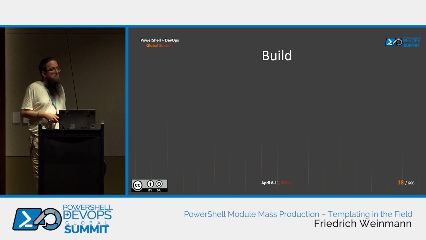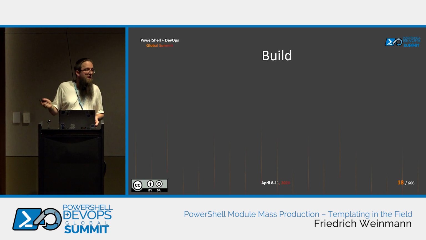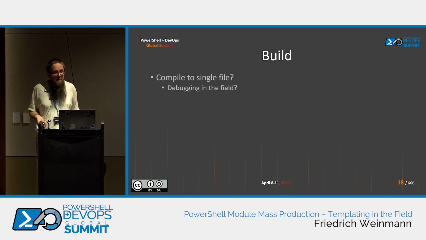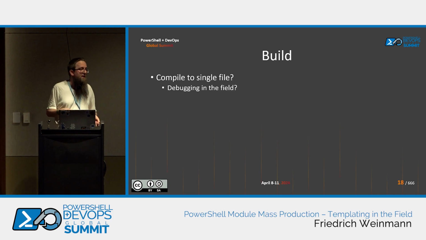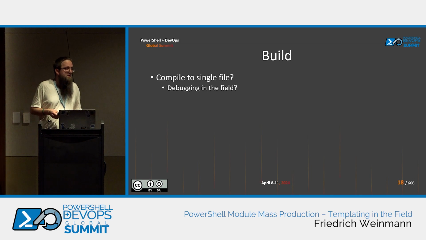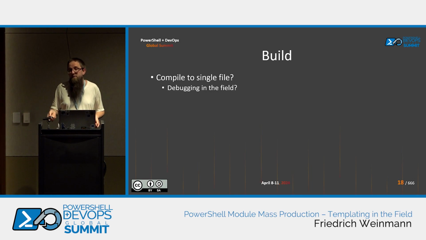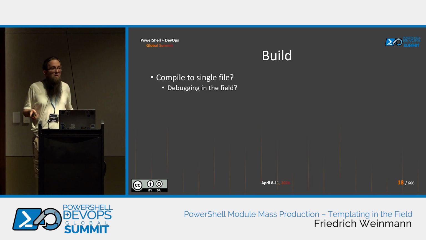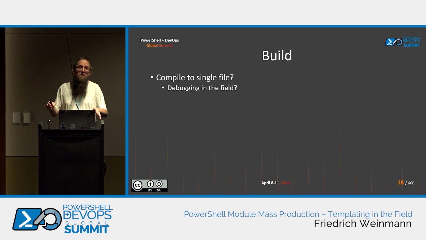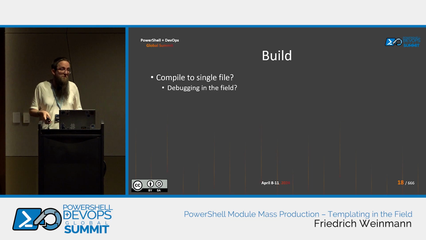What do we do with building? There is a common practice that is strongly recommended, and that is compile to single file. We did that in dbatools after module import took 30 seconds. After we compiled everything in a single file, we had slightly less than 1,000 files at that point. It dropped to 3 seconds.